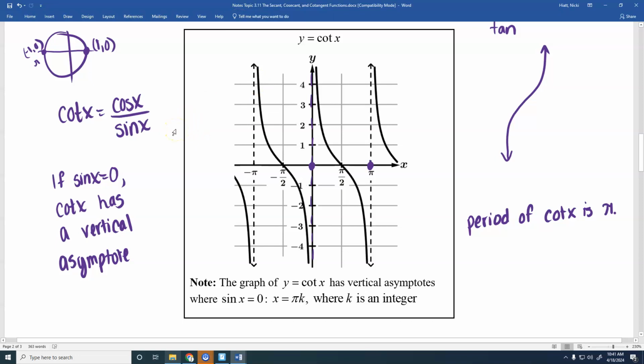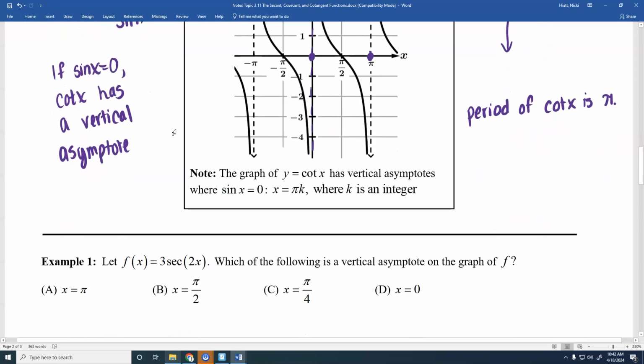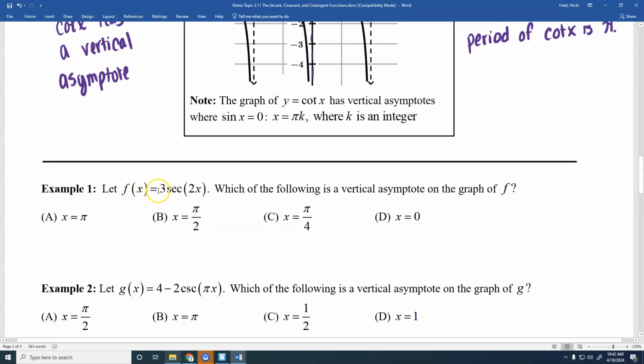Okay, questions so far? All right, so usually I think the types of questions you're going to see for these are going to ask about your vertical asymptotes. So if we look at example 1, it says let f of x equal 3 secant of 2x. The only thing that is going to affect where your vertical asymptotes are is if you shift left or right. Well, actually, no, that's not true. If you shift left or right, or you have an expansion or compression. We don't have a shift left or right, but we do have a compression on this one.